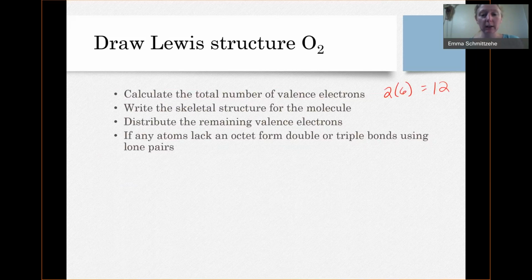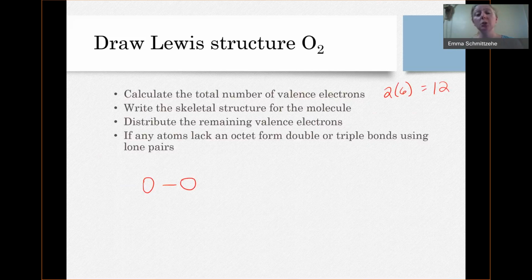And now we're going to write our skeletal structure. And since it's just 2 atoms, it has to be oxygen bonded to oxygen. So we don't really have a central atom in this case because it's very simple. Now I say distribute remaining electrons. Okay, so right now there's one line, meaning 2 electrons. So I've used up 2 of my 12, so now I have 10 left.